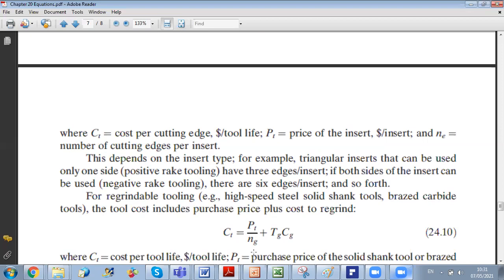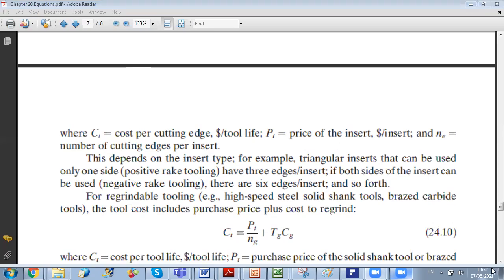Okay, so in case we have regrindable tooling, as for example high-speed steel solid shank tools or brazed carbide tools, then the tool costs include purchase price plus cost to regrind the tool. And in this case, we should know what is the number of times we can regrind the tool. Okay, and therefore we can assess the value of CT. So CT will be the cost per tool life.